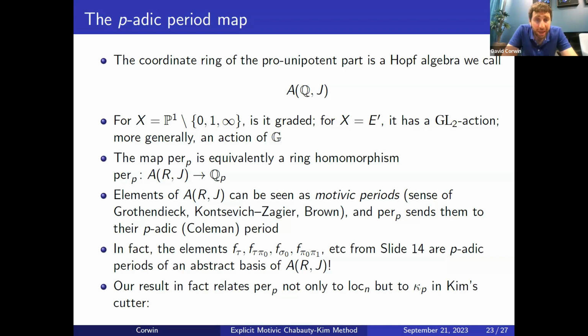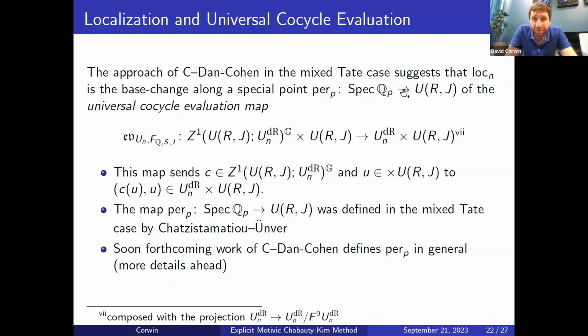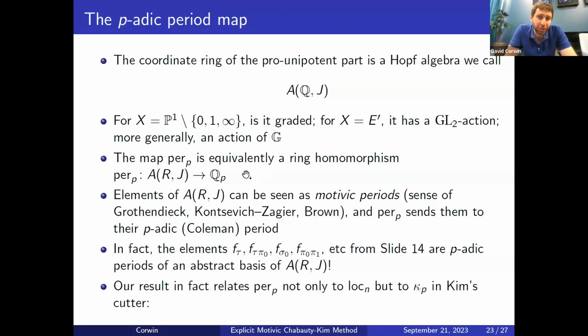And so the map period p, it should be a map of schemes going back from Spec Q_p to U_R^J. Well, that's just the same as a ring homomorphism from A_R^J to Q_p. Note, by the way, that A_R^J is a Hopf algebra, but on Q_p we don't have any coproduct. So we're not asking for this to be a Hopf algebra map in any sense. It doesn't respect any coproduct. We just want it to be a ring homomorphism. That's all. So why do I call it a p-adic period map?